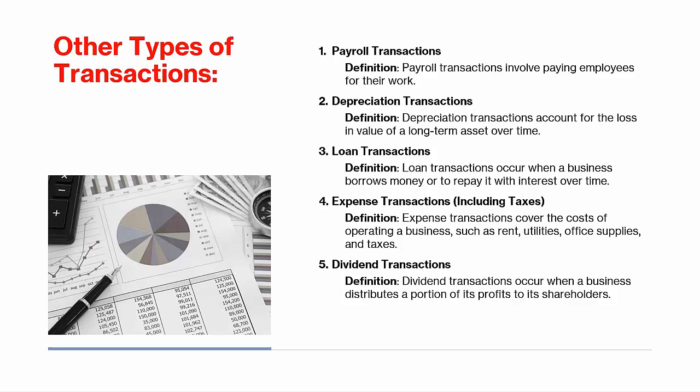5. Dividend transactions. Definition. Dividend transactions occur when a business distributes a portion of its profits to its shareholders. Example, if your cafe made a profit of $50,000 and you decide to distribute $10,000 to your investors, this is a dividend transaction because it involves sharing the business profits with shareholders.